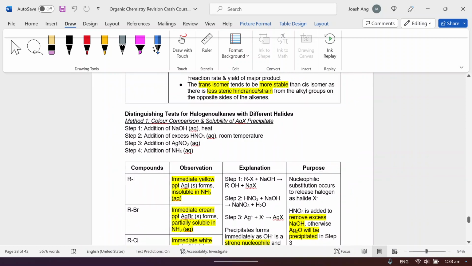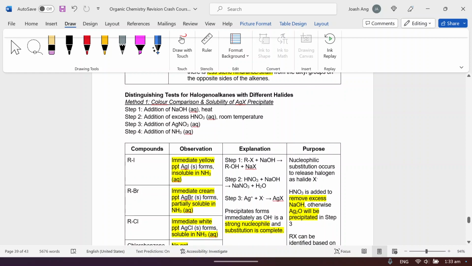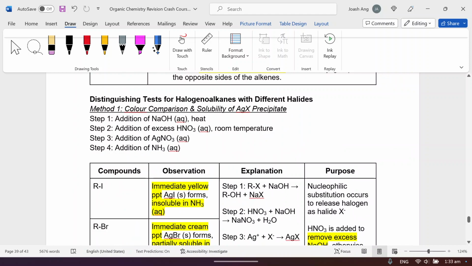Okay, distinguishing tests with different halides. So the first method is the production of silver halide precipitate and its solubility in water. What I will do is add NaOH and heat it. Do not say heat under reflux, because this is a distinguishing test and it's not an organic synthesis.